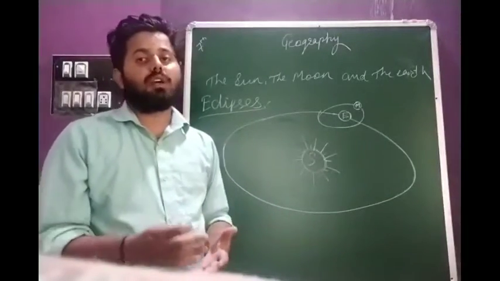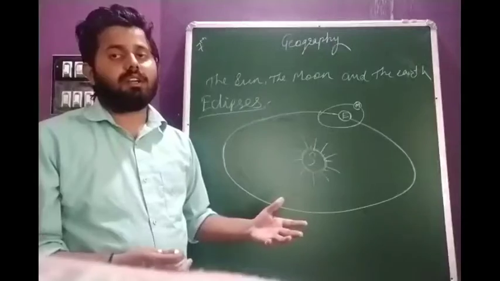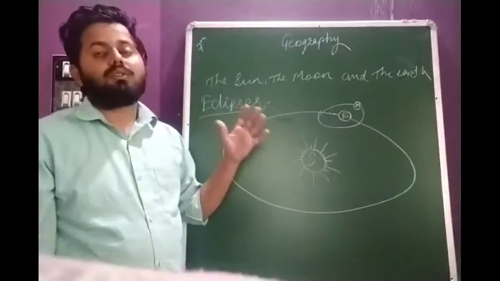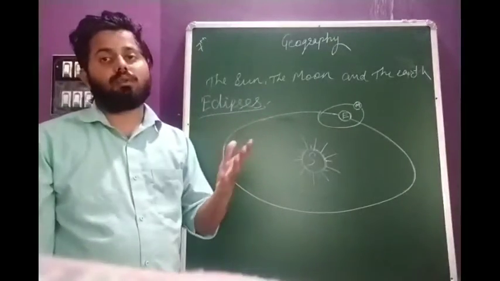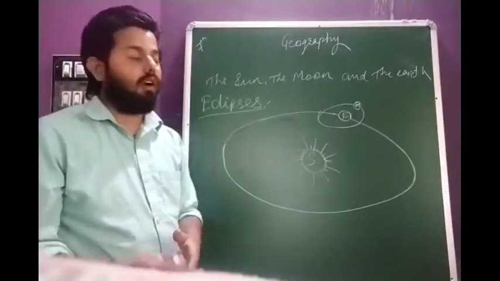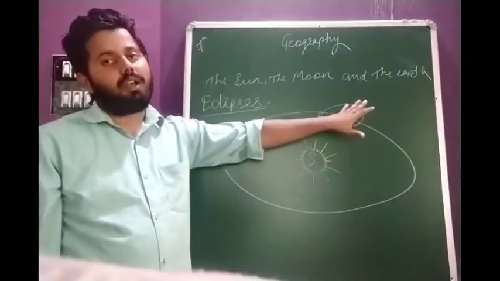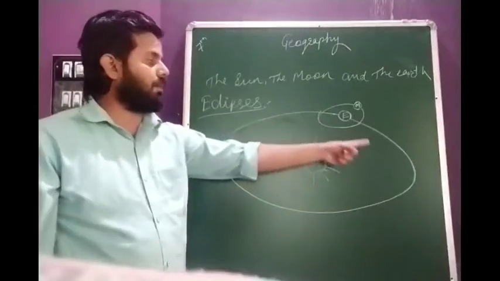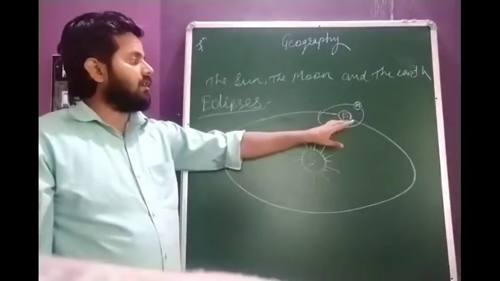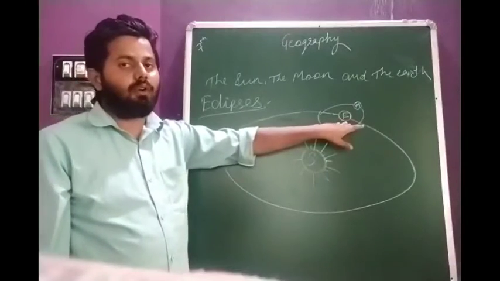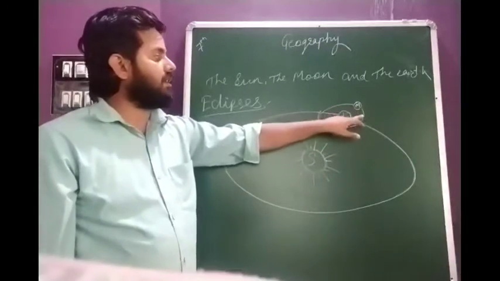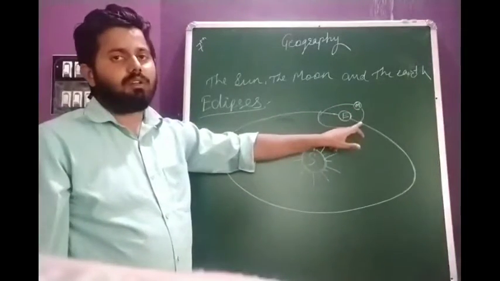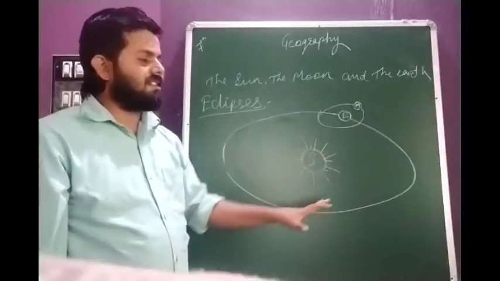So how does the lunar eclipse and the solar eclipse occur, right? What is the reason behind that? All those things we will learn in this topic. So obviously the solar eclipse and the lunar eclipse both depend on the position of the sun, moon and the earth. As you can see on the board, there is a sun, there is an orbit of the sun, in which the earth is revolving around the sun, and there is an orbit around the earth, on which the moon is revolving around the earth. So that is the position there.